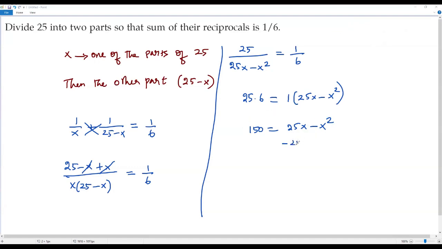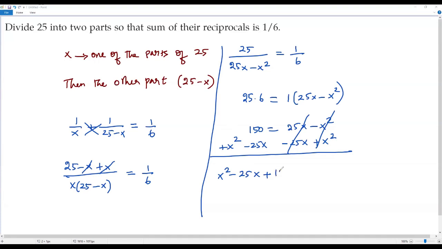For that, let me subtract 25x from both sides. Let me do it. And also let me add x square to both sides. Let me do it. So when I do so, this positive 25x, negative 25x will cancel out. Negative x square, positive x square will cancel out. Now on the left side, we have a positive x square, or simply we can write x square. Then we have the x term, that is negative 25x. Positive 150 equals to 0. Okay, now I got the quadratic equation in standard form.